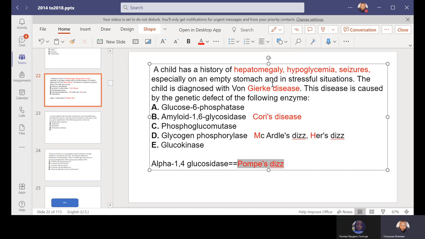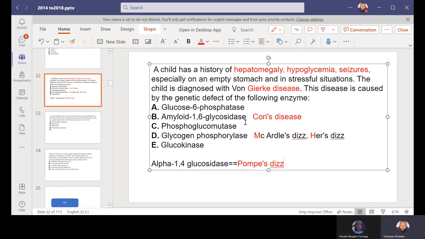One more time, von Gierke's usually affects, if you talk about the organs, the liver and kidney, because glucose 6-phosphatase is found in the liver and kidney. So you can just remember it that way. Then Pompe's, alpha-1,4-glucosidase, affects all organs, but mainly the heart. Then Cori's disease affects muscles and liver. Going to glycogen phosphorylase, because it's M for McArdle's, it affects the muscles because the enzyme is found in the muscles. And it also affects the liver if there is deficiency in the liver.